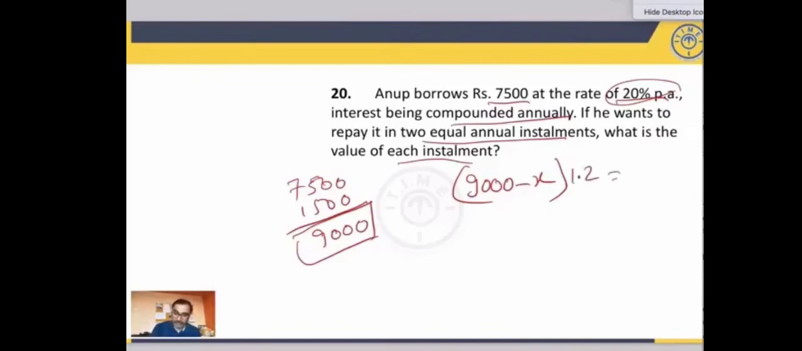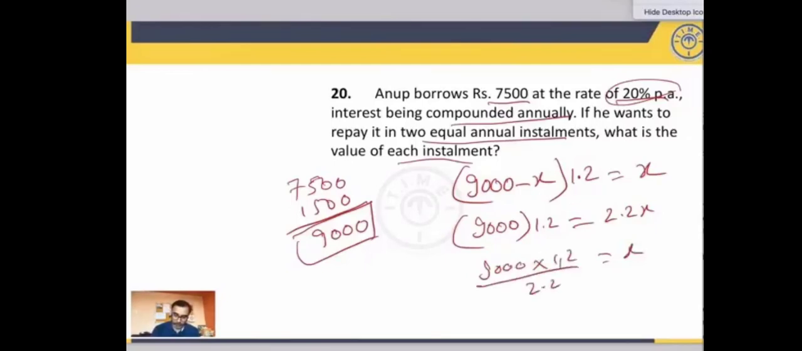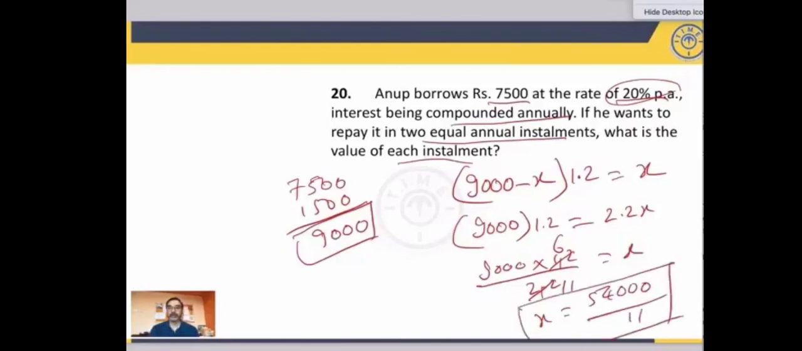Okay. And the second installment is also the same as the first installment, which is equal to X. So how much will you be getting here? 9000 into 1.2, minus 1.2 goes to the other side, that will become 2.2x. So the value of X installment will be 9000 into 1.2 divided by 2.2. So the decimal cancels. 2 goes here, 6 times; 2 goes here, 11 times. So each installment will be 9000 into 6. 9 into 6, 54,000 divided by 11. Okay. This would be each installment.